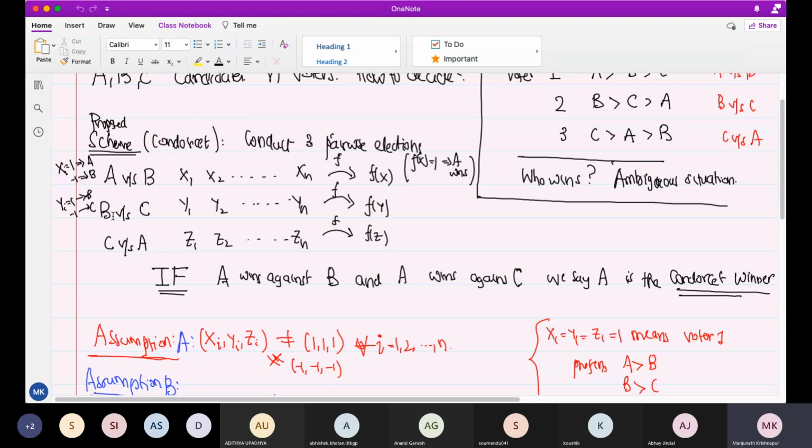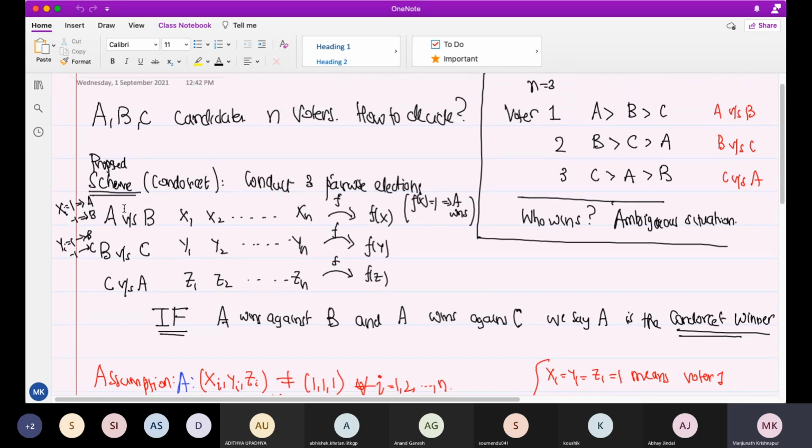What else can happen? The only other way is that each one wins exactly one election, right? If nobody wins two elections, then each one wins one election. In that case, there are only two possibilities. A wins against B, B wins against C, C wins against A, or the other way: B wins against A, C wins against B, and A wins against C. Both of these are ambiguous cases where you cannot decide. There is no decision on who has won overall. There is no reason to say one of them has won or not. And that is the undesirable situation.